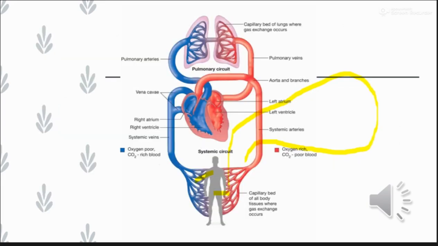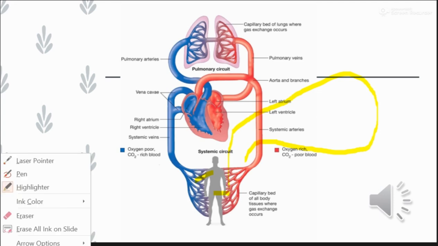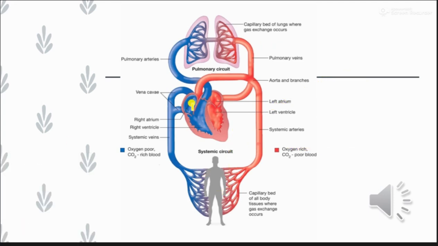On the other hand, this is your systemic circulation. So again, from the left ventricle to the aorta, to the body, okay, and then from the body back to the heart via your veins through your right atrium. So this is your systemic circuit and this is your pulmonary circuit on the top.